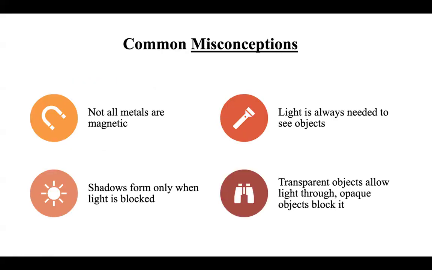A few common misconceptions are, of course, not all metals are magnetic. Light is always needed to see objects. Transparent objects allow light through, and opaque objects block it. And shadows form only when light is blocked.